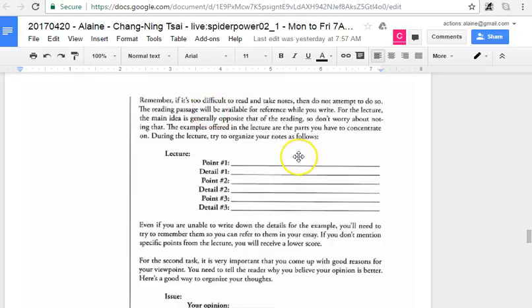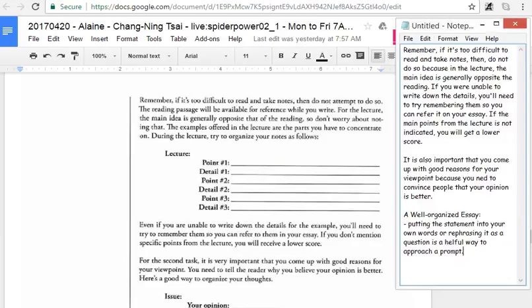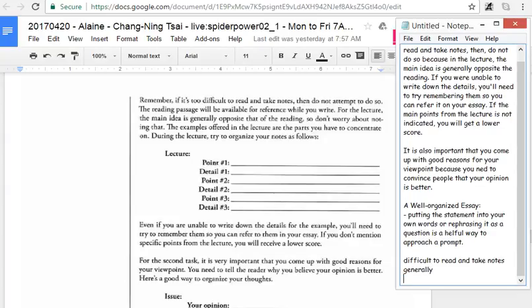Remember, if it's too difficult, so read and take note. Then do not attempt to do so. The reading passage will be available for reference while you are write. For the lecture, the main idea is generally opposite that of the reading, so don't worry about noting that. The examples offered in the lecture are are the parts you have to concentrate on. During the lecture, try to organize your note as follows.